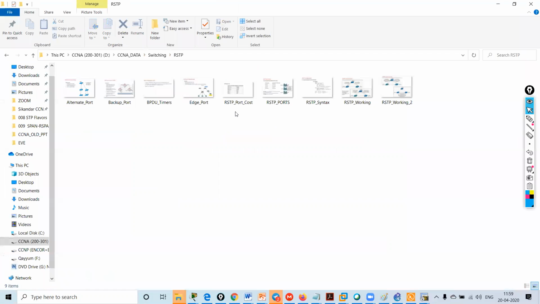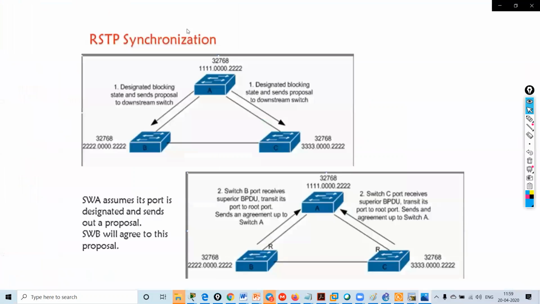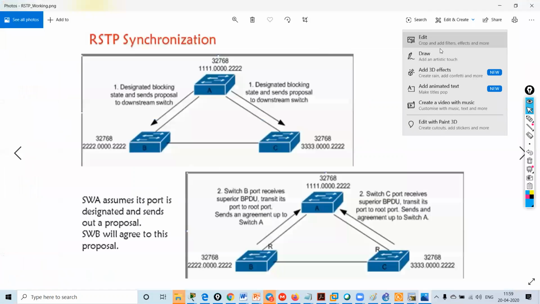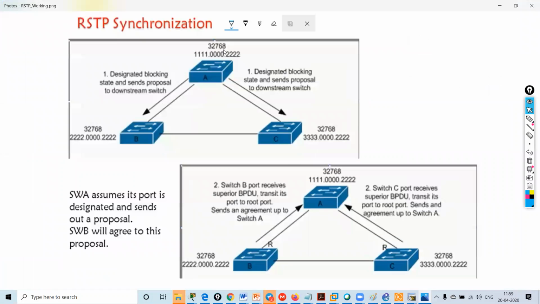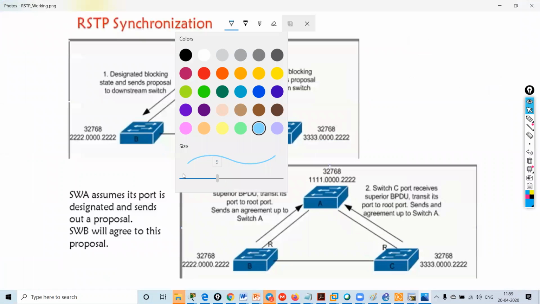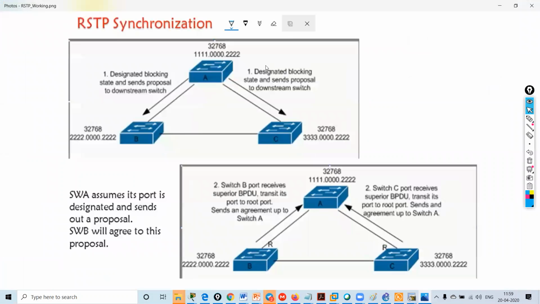Rapid spanning tree. How does it work? This is the working of rapid spanning tree. First, what happened in the normal spanning tree? What was the scenario in normal spanning tree?